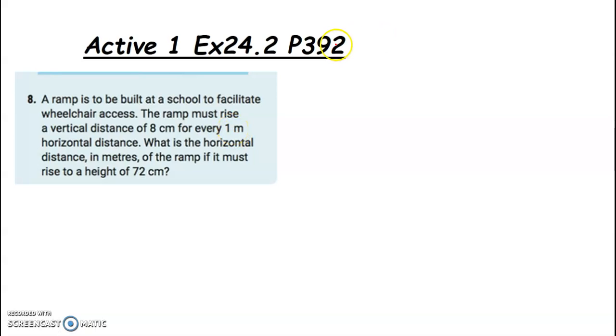Now it's probably easier to either convert it all to meters or all to centimeters, whichever one you like. So this is the ramp, not to scale, obviously. The vertical distance is 8 centimeters, and then 1 meter, which is 100 centimeters. You can keep it all in centimeters or all in meters, but it's probably easier to leave it all in centimeters.